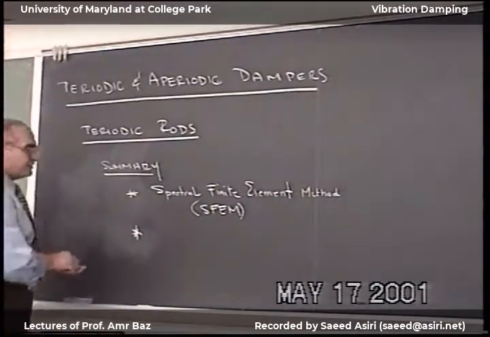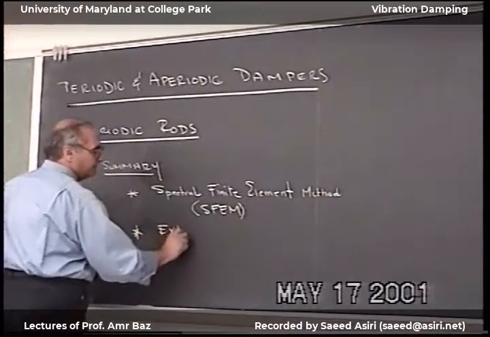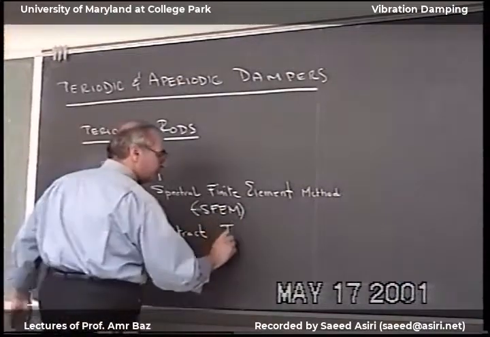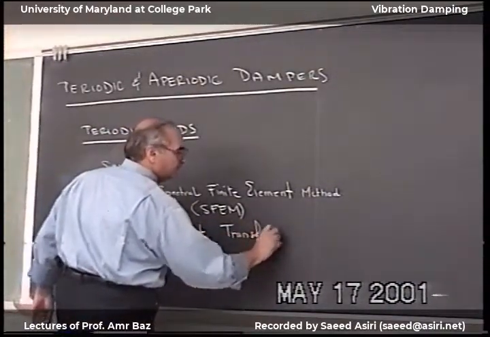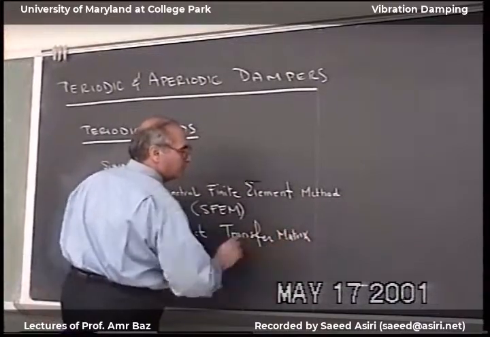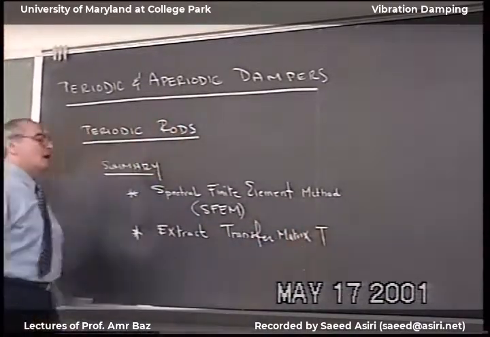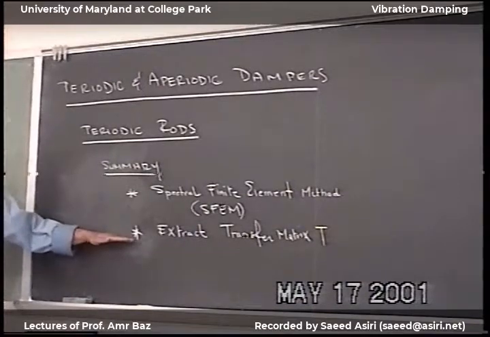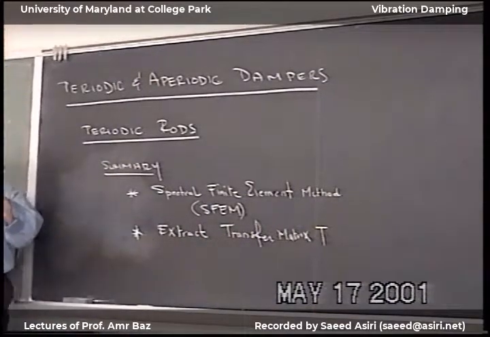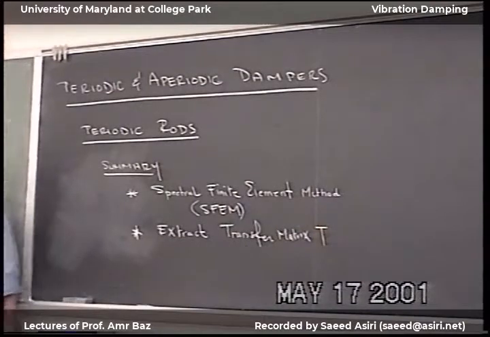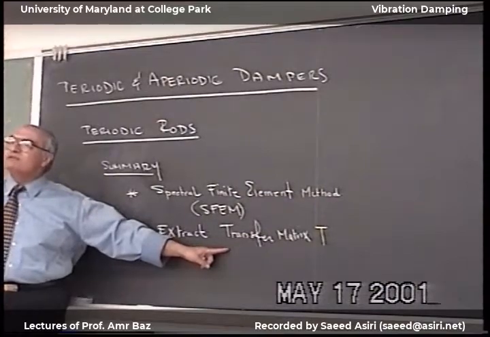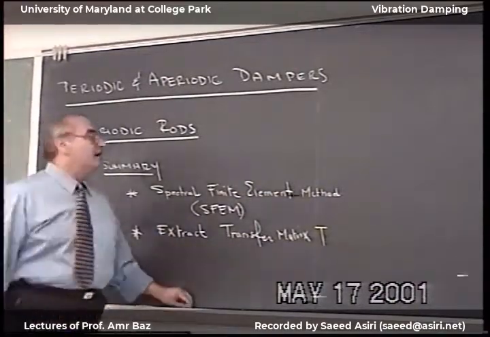And from here we extracted the transfer matrix T. And I did the periodic rod with the horrible transfer matrix. Then at the end of the class, we simplified it to a very simple form. Okay, so we did the transfer matrix, which has the exponential terms, and then I simplified it to this form.